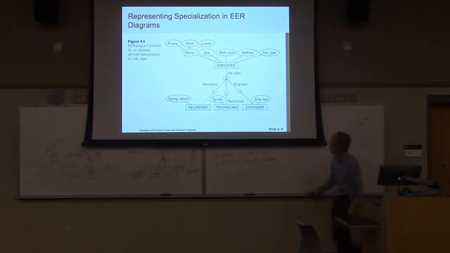Then more details. If you want the details of how to classify secretary, technician, and engineer, you can use one attribute, that is the job type. If you are using a specific attribute, in this case the job type attribute, to separate the subclasses, you can put the name of such attribute next to the employee and connect it to the disjoint. Then this is a value: secretary for the job type, technician for the job type, engineer for the job type.